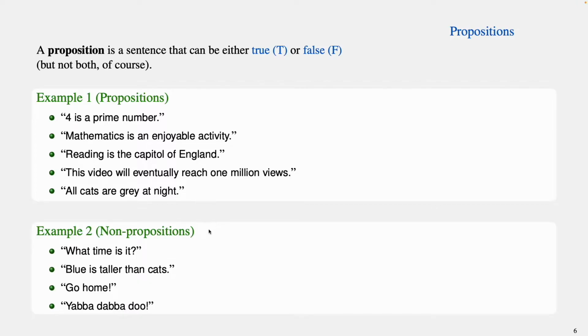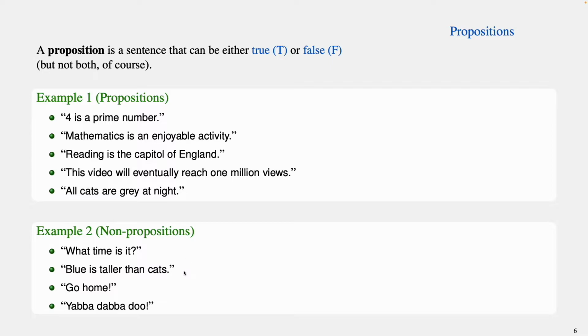And here are some examples of non-propositions. So sentences or statements that do not have a truth value assigned to them. What time is it? That's a question. Blue is taller than cats. Go home and yabba dabba doo. So note that for none of these sentences it would make sense to say this is true or this is false. The first one is a question.